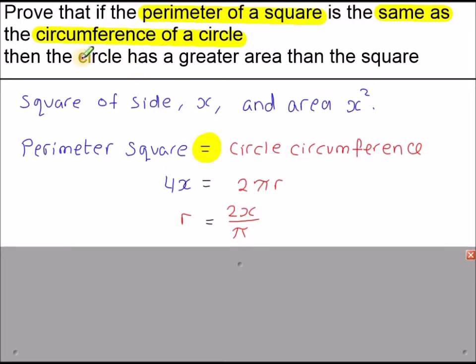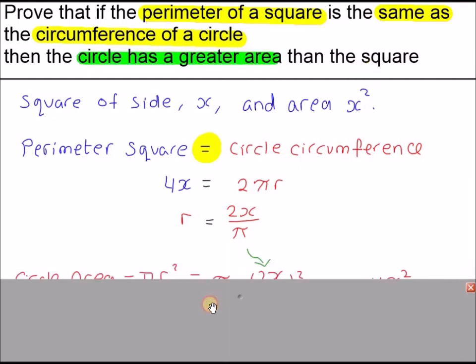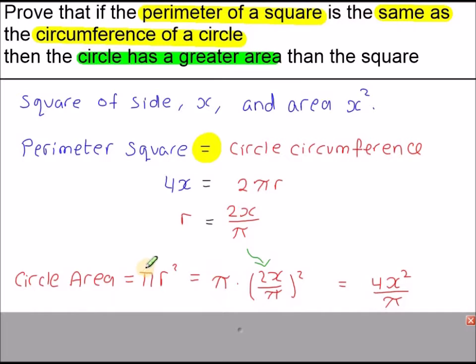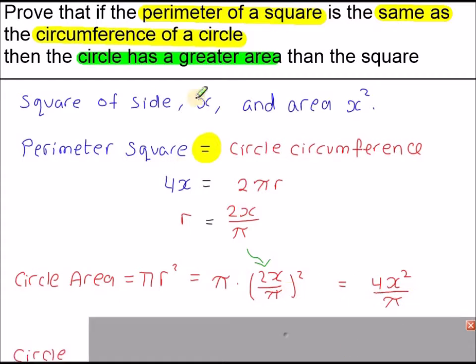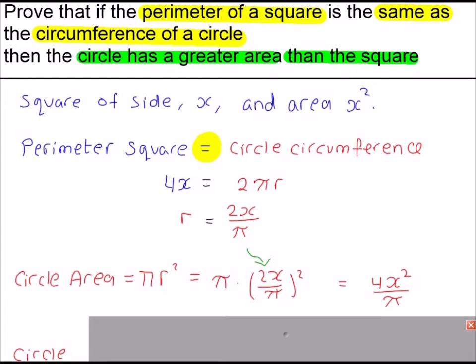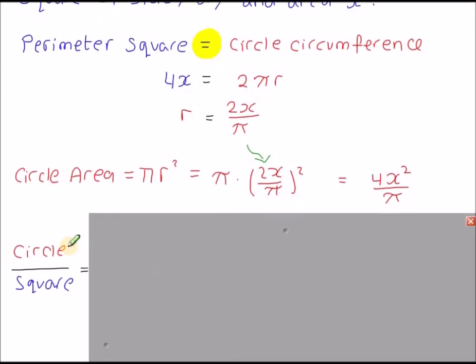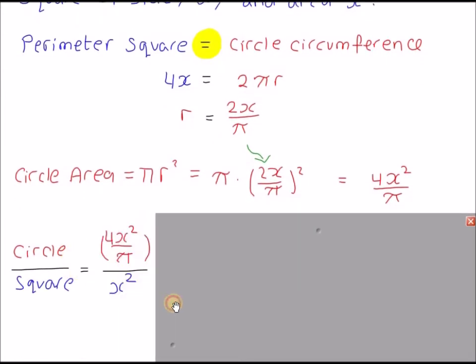Now we move on to the area of the circle, pi r squared, but r is 2x over pi, and then simplifying. Now if the area of the circle is greater than the square, if I divide the circle's area by the square's area, I should get a value that's more than 1. So area of circle divided by area of square here.